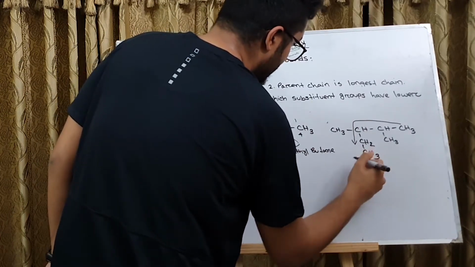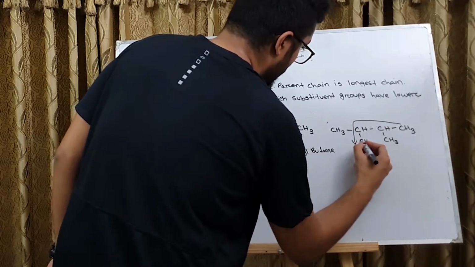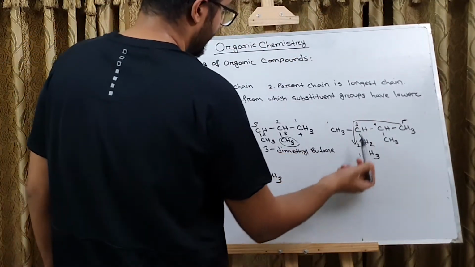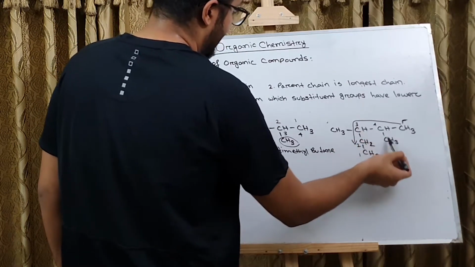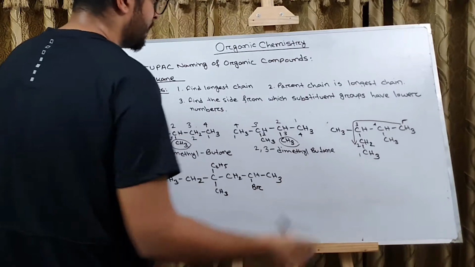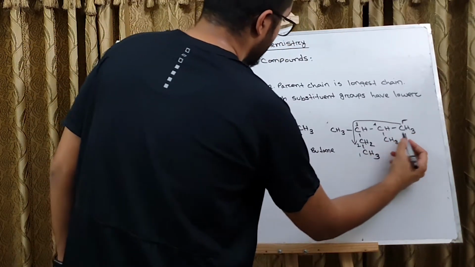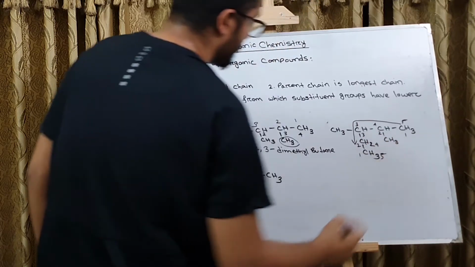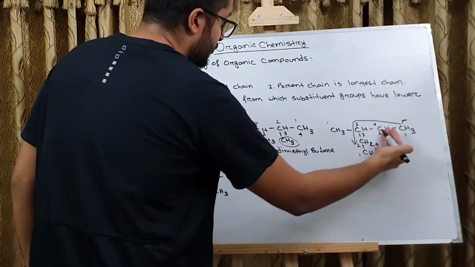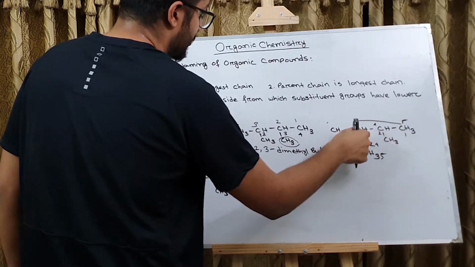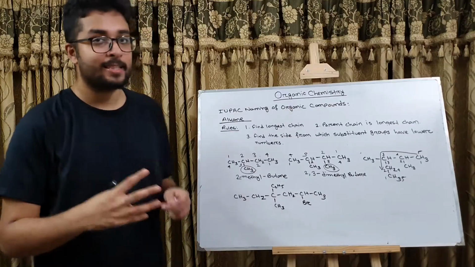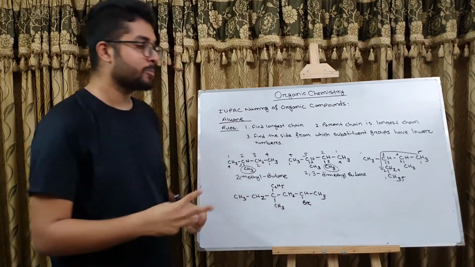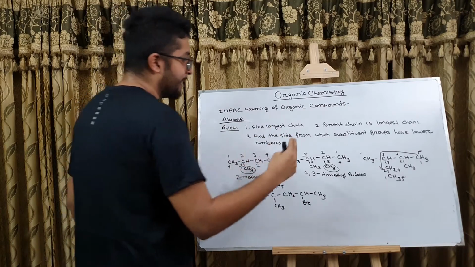If we number it from this side, then we will have 1, 2, 3, 4 and 5. We are having a methyl group at number 3 carbon and another methyl group at number 4 carbon. But if we number it from this side, then we will have 1, 2, 3, 4 and 5. In that case, we are having a methyl group at number 2 carbon and another methyl group at number 3 carbon. So in this type of cases where we have multiple substituent groups, we'll have to consider the least sum.